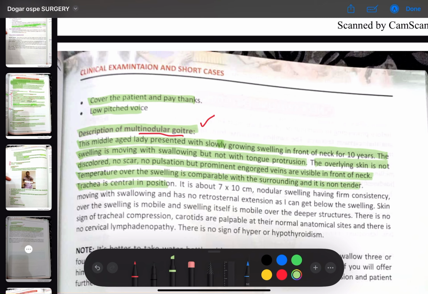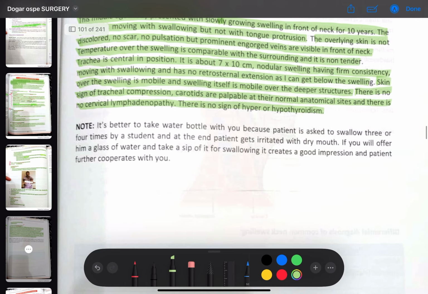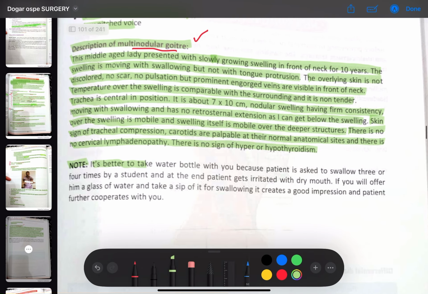Trachea is in the central position and the swelling is about 7 by 10 cm. The nodular swelling has firm consistency, moves with swallowing, and has no retrosternal extension, as I can get below the swelling. Skin over the swelling is mobile and the swelling itself is mobile over the deeper structures. There is no sign of tracheal compression. Carotids are palpable at their normal anatomical sites, there is no cervical lymphadenopathy, and there is no sign of hyper or hypothyroidism.